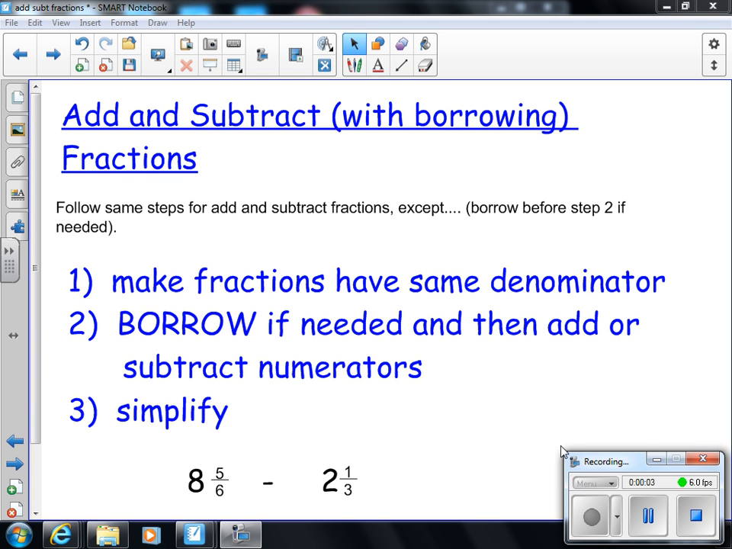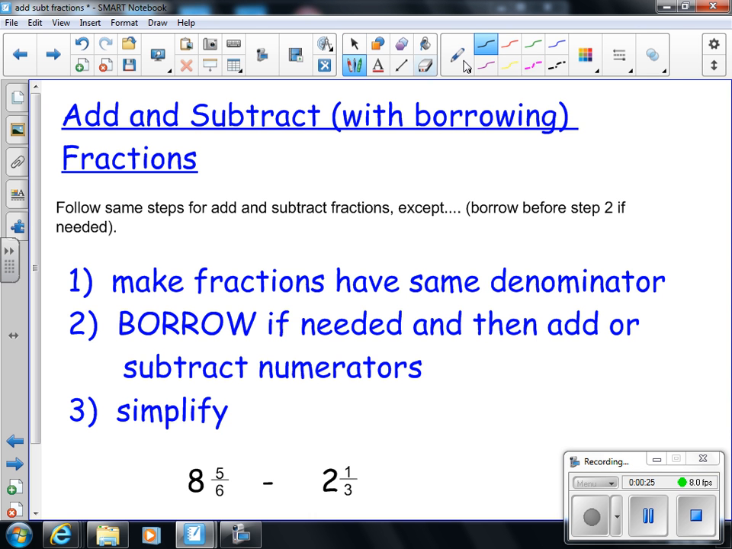Today in 7th grade, we're going to be working on adding and subtracting fractions. We did this last week, but today we're going to add the step of possibly having to borrow. If we run into a subtraction problem where maybe we don't have enough to take away, well, then we're going to have to add borrowing. Basically, they're the same steps that we took for adding and subtracting. The only difference is we're going to add in this borrow in step 2.